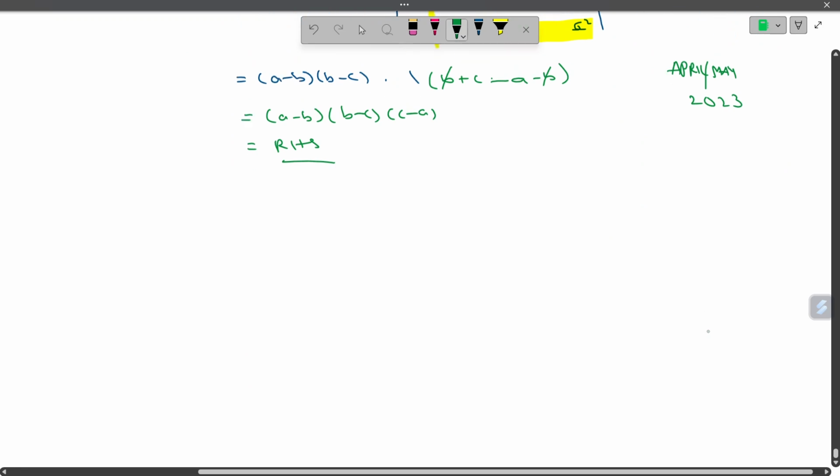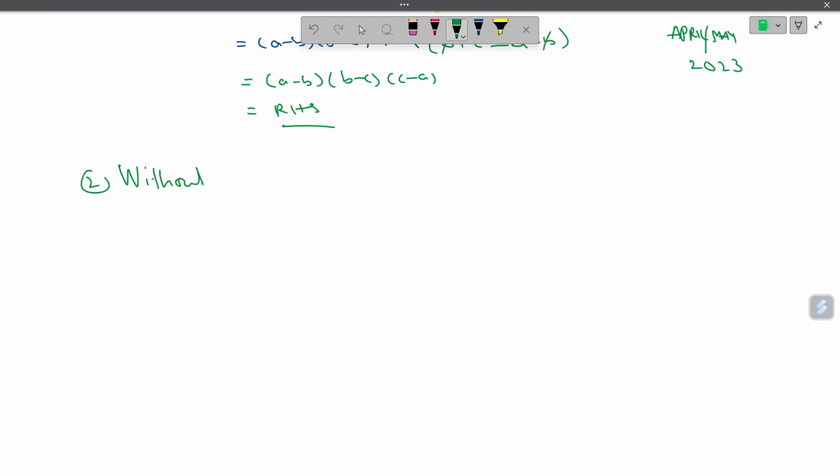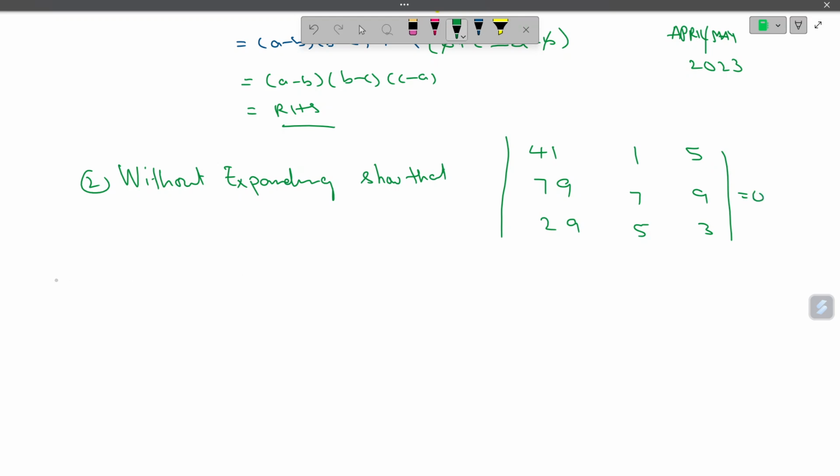One more problem. Without expanding, show that the determinant of 41, 79, 29, 175, 593 equals 0. Without expanding, you have to do it.